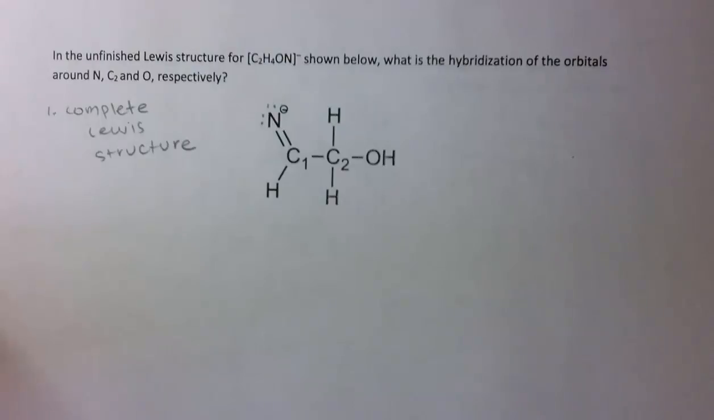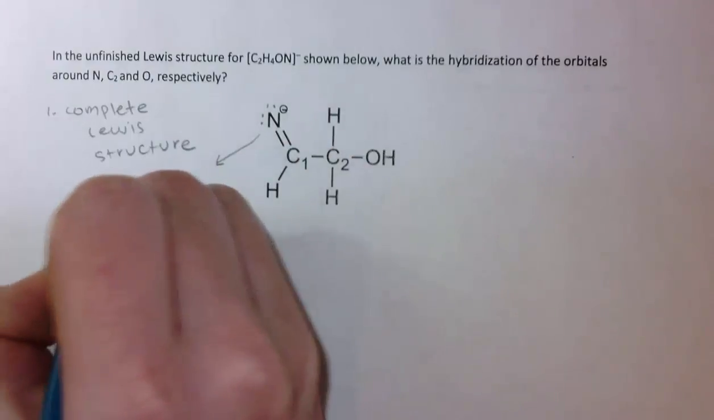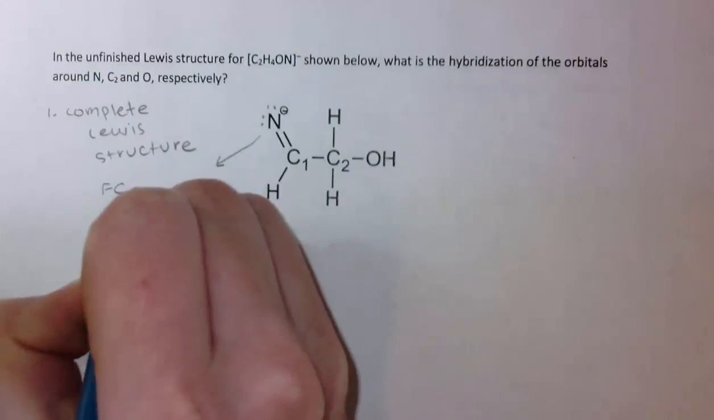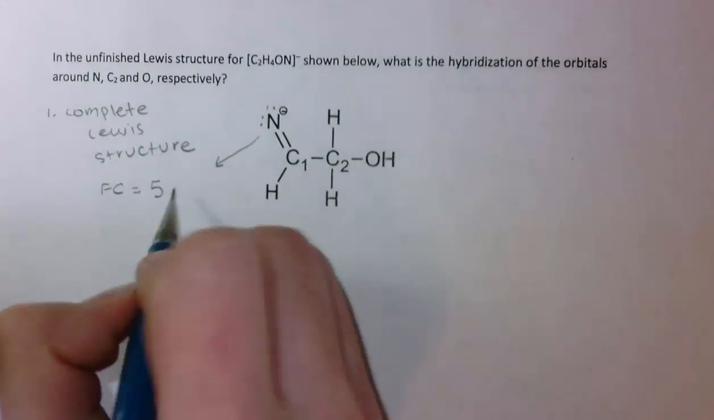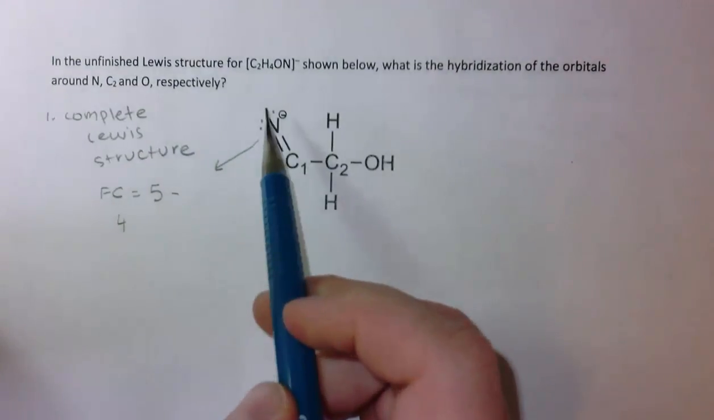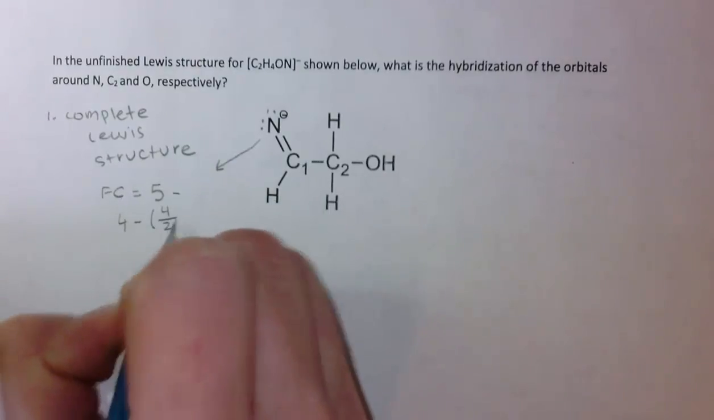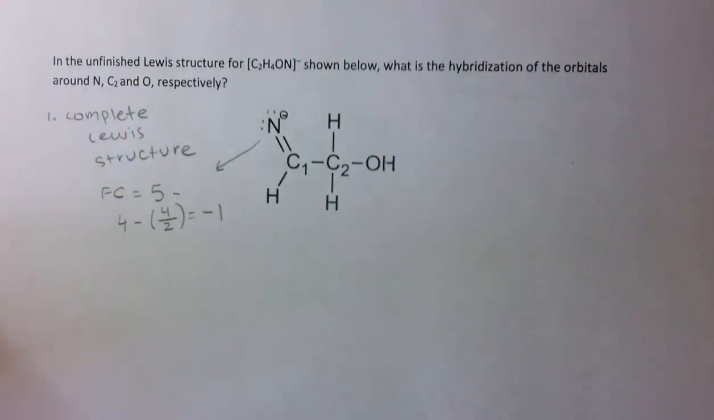And to make sure that this negative charge on nitrogen makes sense, we can verify that using our formal charge equation. So we know that our formal charge is going to be the number of valence electrons, which in the case of nitrogen is 5, minus the number of non-bonded electrons, which is 4 due to our 2 lone pairs, minus the number of bonded electrons divided by 2, which gives us -1. So it does make sense that this negative charge is on nitrogen.